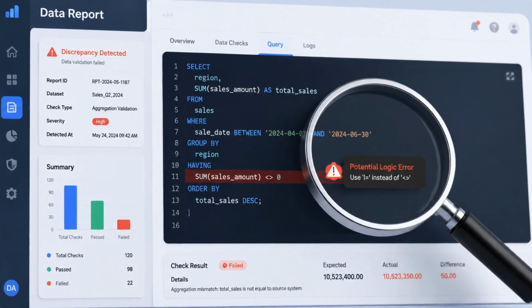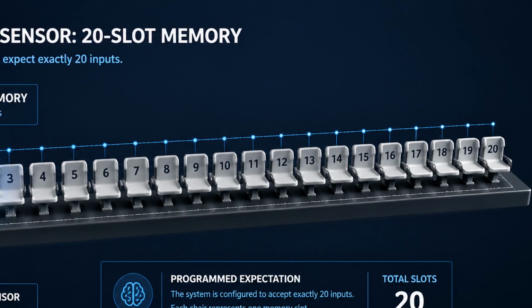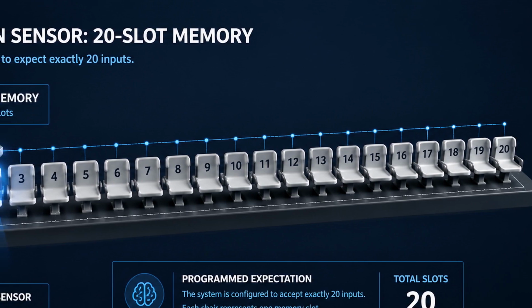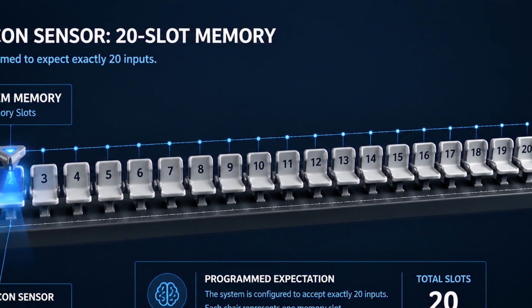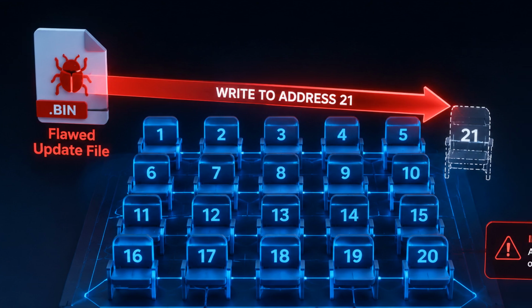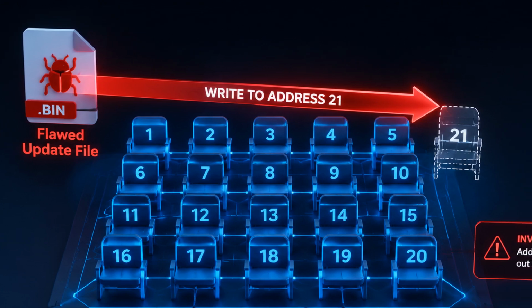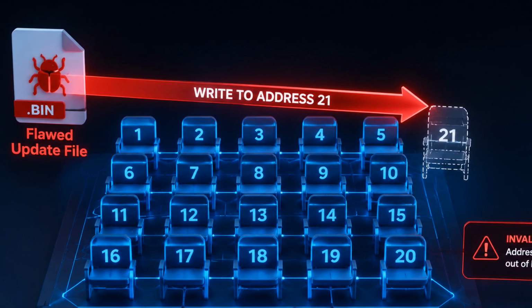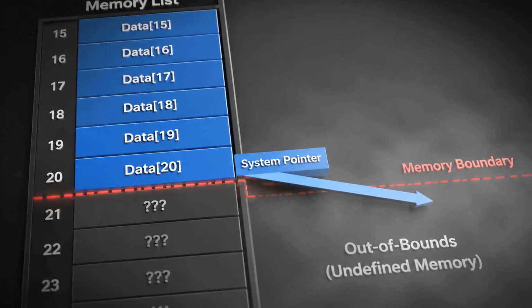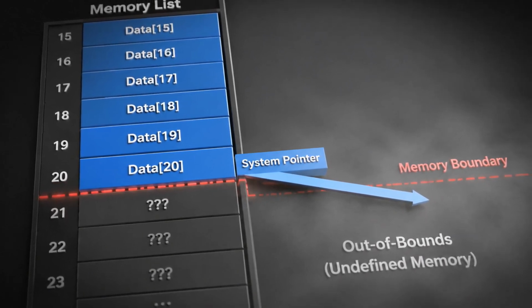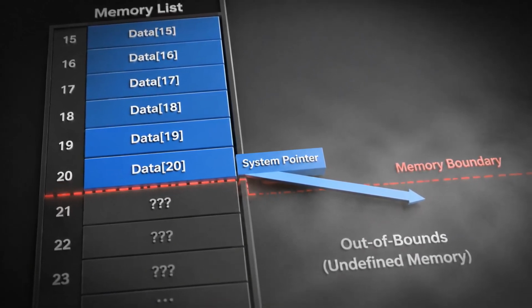Initial reports suggested the Falcon sensor was programmed to read a list of exactly 20 inputs, which we can visualize as a row of 20 numbered chairs in memory. The flawed update file arrived and issued a command to the sensor, instructing it to check the data located in chair number 21. Because there was no 21st chair, the program reached past the end of its own list into memory space that it did not actually own.